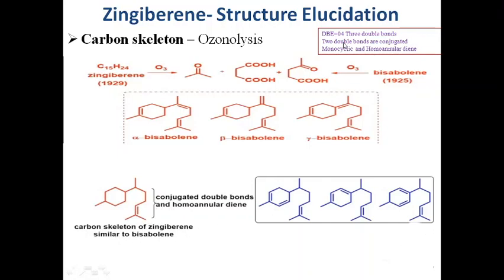Up till now we have the following information in hand. The double bond equivalence is 4. It contains 3 double bonds; 2 of the double bonds are conjugated and 1 is isolated. It is a monocyclic terpenoid and it contains a homoannular diene, with the skeleton given as follows, and the probable structures are these.